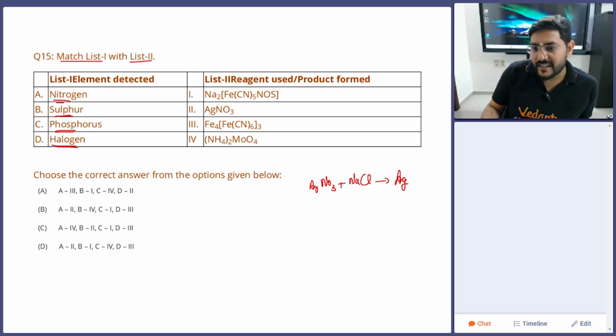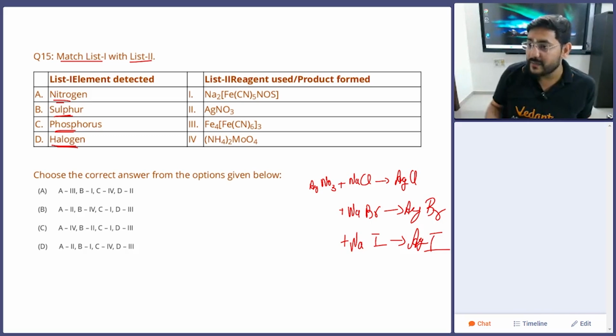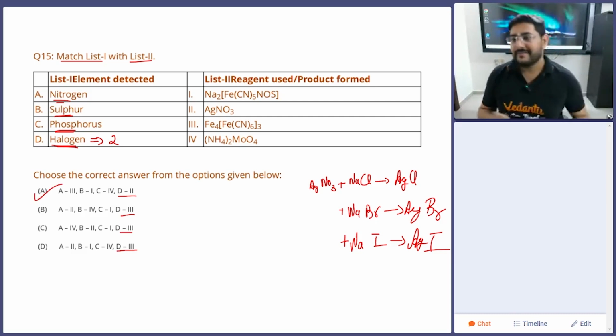We are going to get AgCl white color precipitate. In case of NaBr, we are going to get pale yellow color precipitate. Yes, everyone. In case of NaI, we are going to get yellow color precipitate. Yes or no? Do you guys agree with me or not? So halogen will be matched to D second. That is given only in one option. The right answer is A only. Okay. The answer is clear to you guys, everyone.